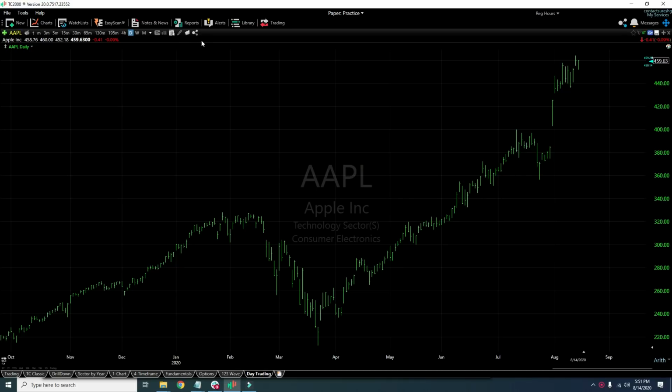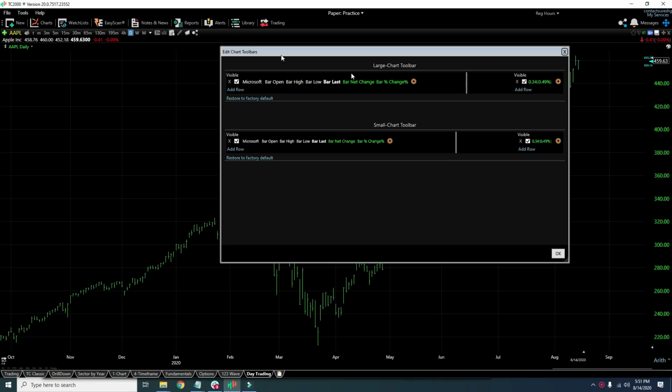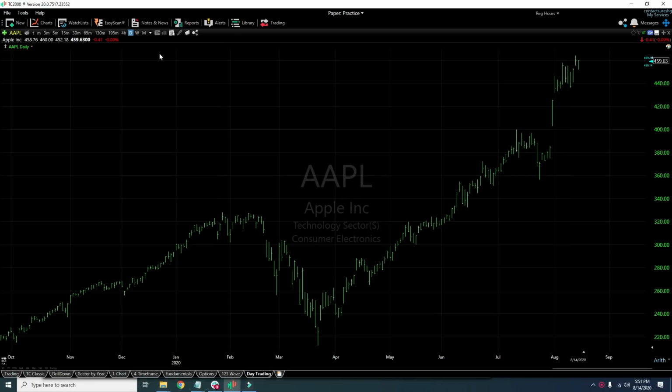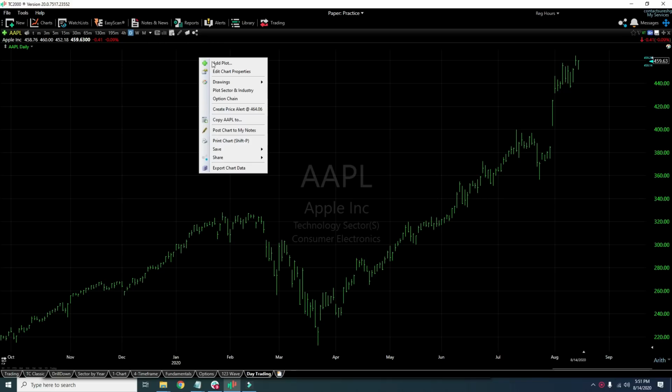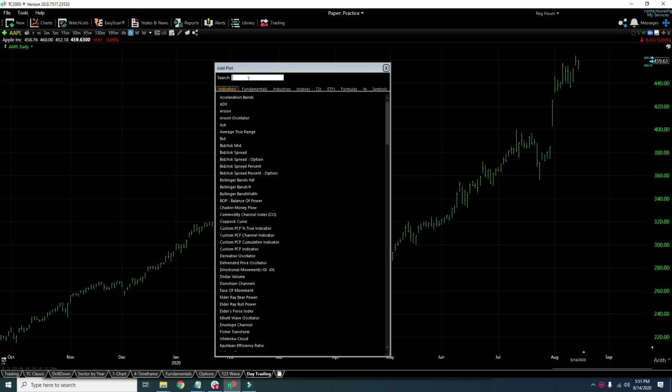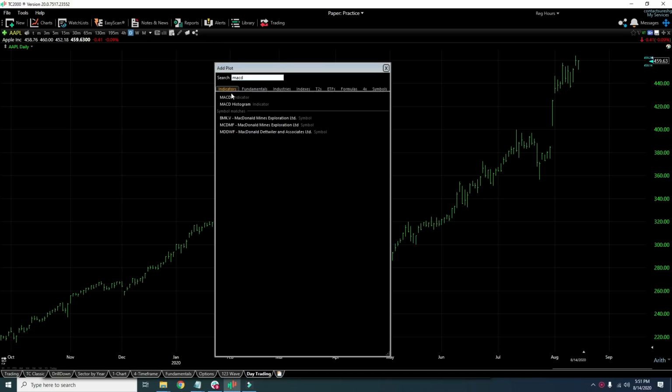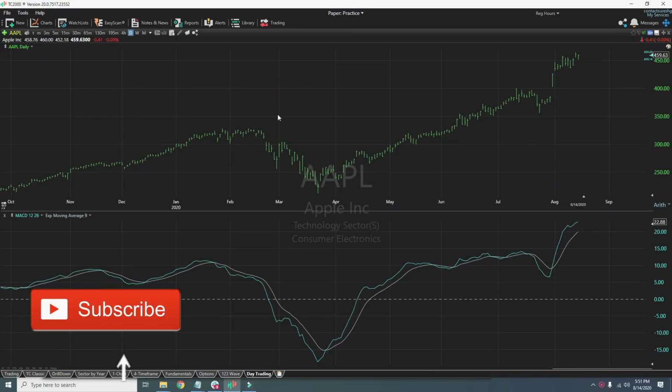Okay, let me begin with plotting the MACD indicator on this chart. You may be using different tools. You may not be using the same software. I'm using TC2000 here, but irrespective of whatever software you use, you just go to indicators, search for MACD, and add the indicator to the graph.